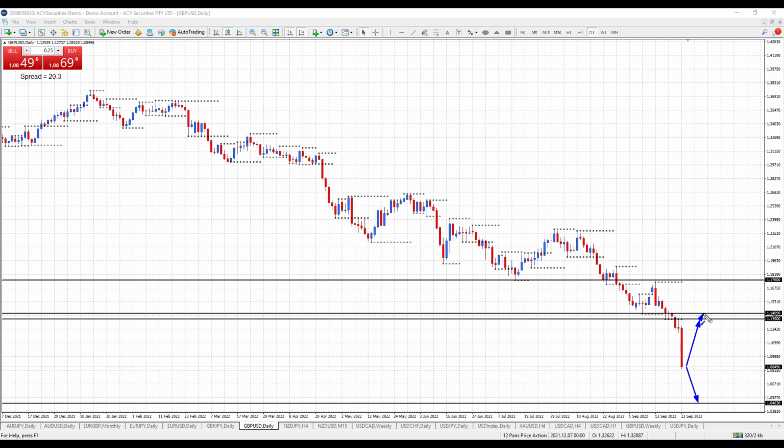So if we do get a relief rally, this area could act as resistance for a further move down during the week. Of course, if we get an extreme relief rally, we could move back above this area. So be extremely cautious on the pound crosses next week.